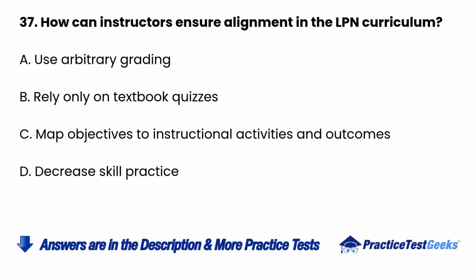37. How can instructors ensure alignment in the LPN curriculum? A. Use arbitrary grading. B. Rely only on textbook quizzes. C. Map objectives to instructional activities and outcomes. D. Decrease skill practice.